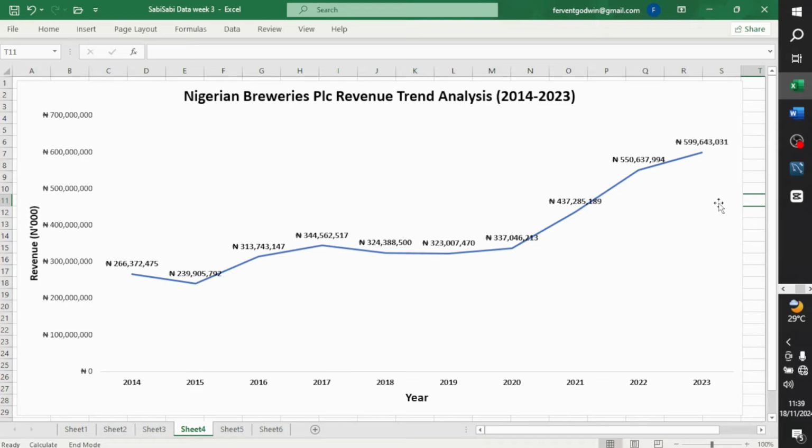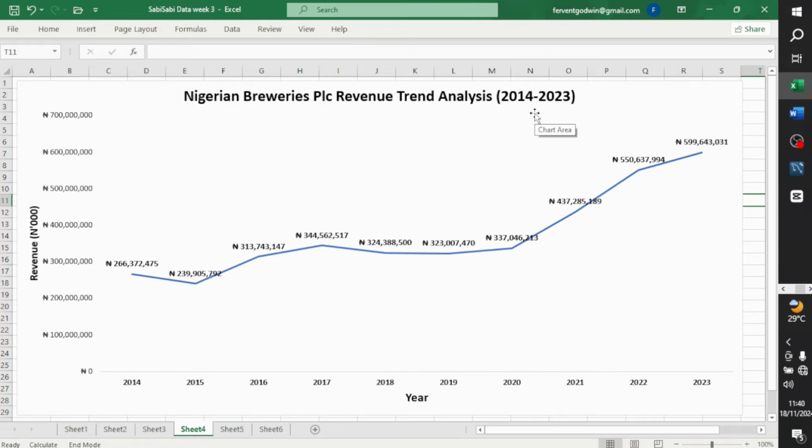We are putting in our best to bring to your doorstep relevant insights and information relative to finance, business decisions and investment decisions. So today we are looking at one very big brand in Nigeria, Nigerian Breweries Plc, and we will be looking at their revenue trend analysis from 2014 to 2023.